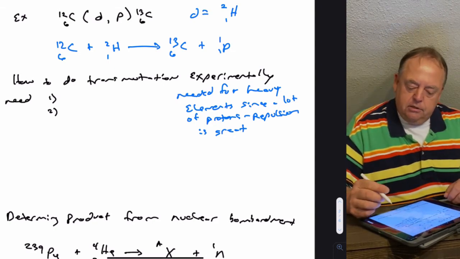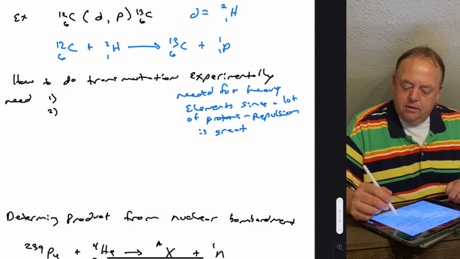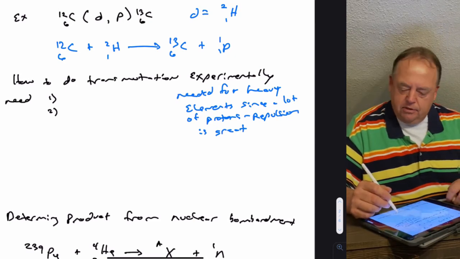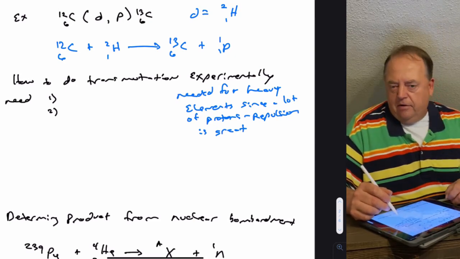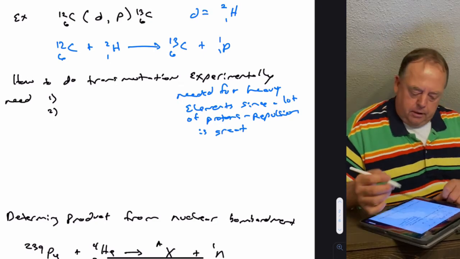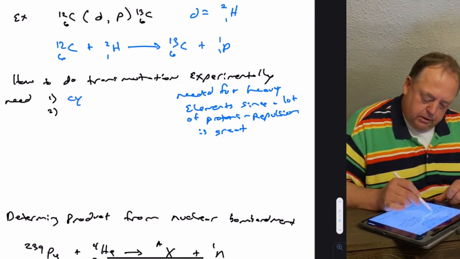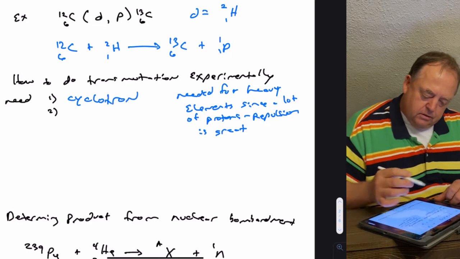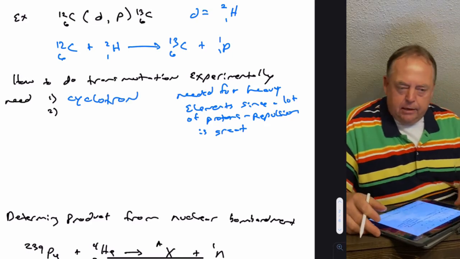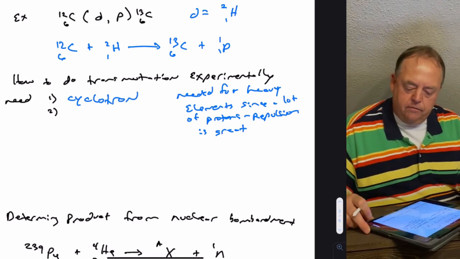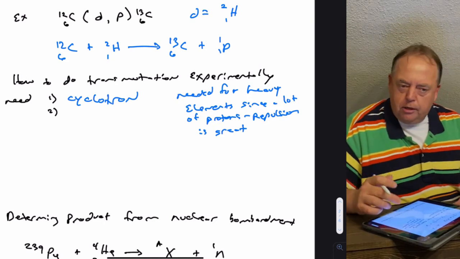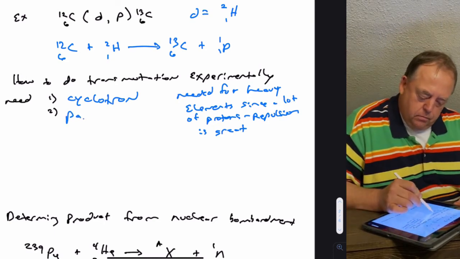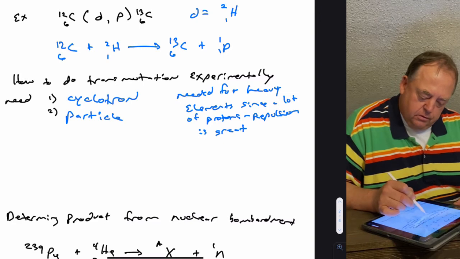So if you want to fuse something like an alpha particle into the nucleus of an atom, you need to have it going a lot faster. To do this, you need something like a cyclotron. Texas A&M College Station has a cyclotron institute where they can do these types of experiments. There are a lot of cyclotrons in the world, or you need a bigger version.